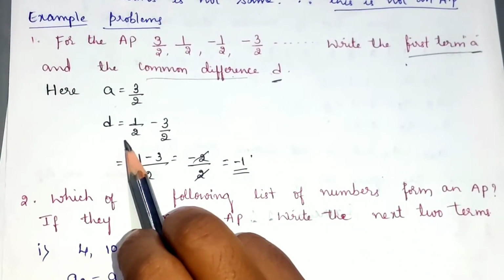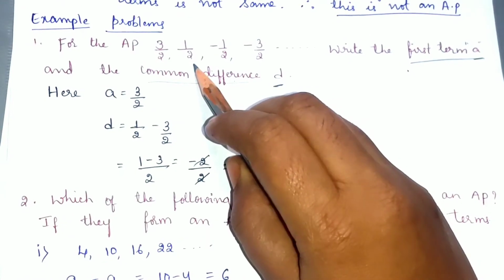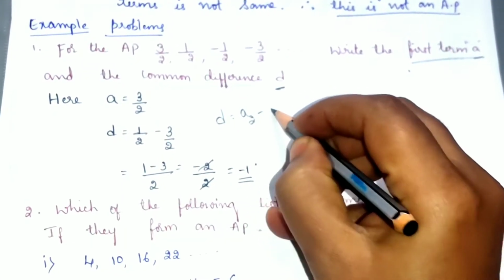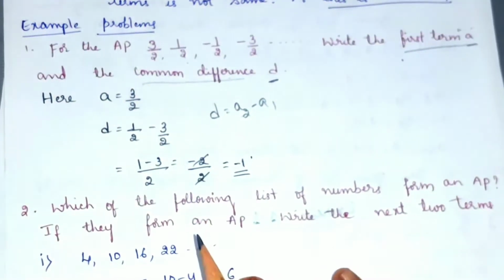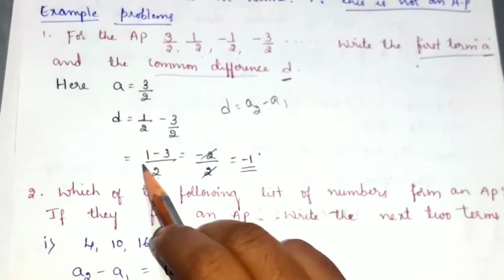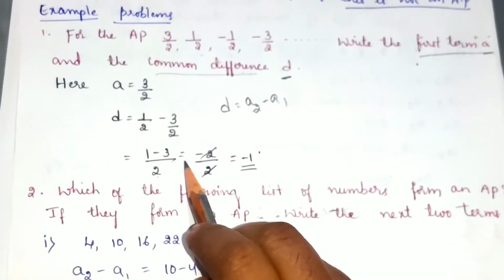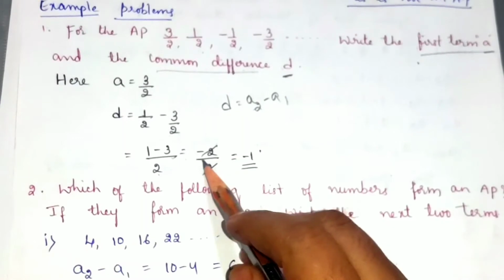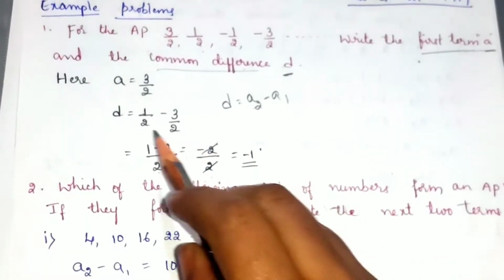See, I have subtracted the second term minus the first term, that is 1 by 2 minus 3 by 2. Here d is taken as a2 minus a1, where a2 is the second term and a1 is the first term. Since the denominator is common, we can take the common denominator and write the numerator as it is, that is 1 minus 3. Here the denominator is 2. When you subtract 3 from 1, you get minus 2. Then the 2s get cancelled and you are left with minus 1. Here, minus 1 is the common difference.